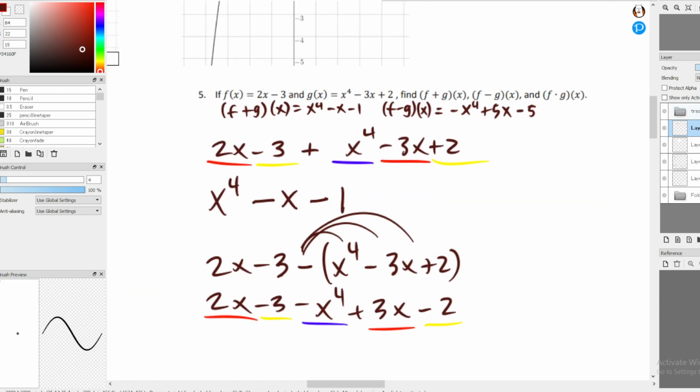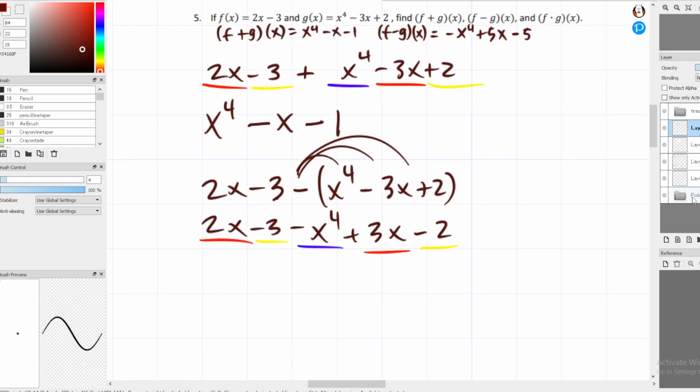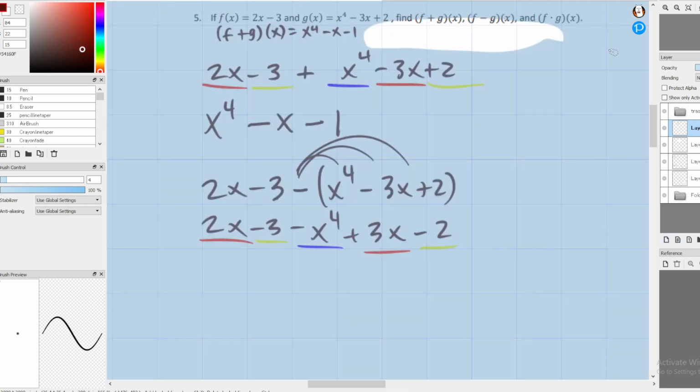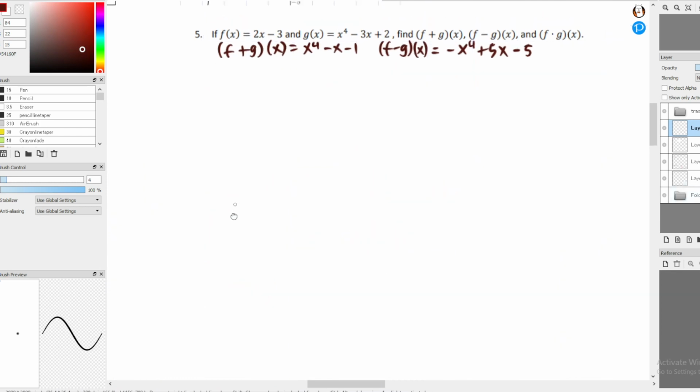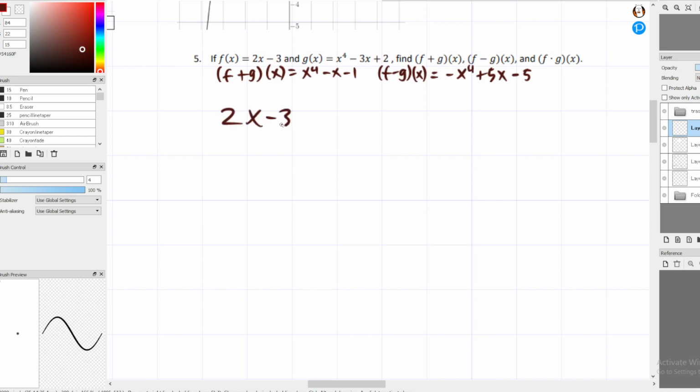And then for the last one, f times g, let me cut this and put it here so I don't delete it when I get rid of my work. So we'll have 2x minus 3. And I'm gonna clear my work above because I'm gonna need all the space I can get. So 2x minus 3 times x to the 4th minus 3x plus 2.